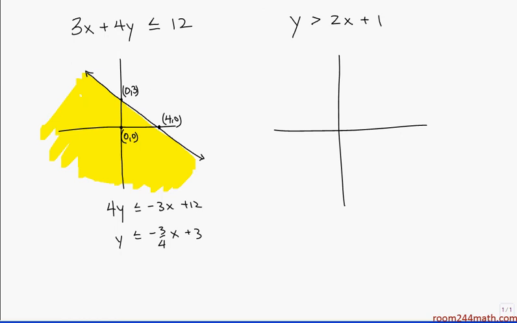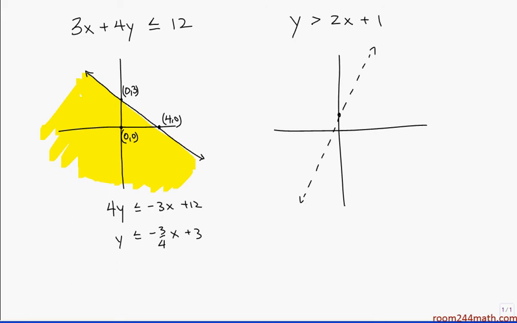Let's do the one on the right. We'll do a quick sketch of the line. It passes through the point 0, 1 because it has a y-intercept of 1, and it has a slope of 2, so it's a fairly steep slope. I drew a solid line, but it's not a greater than or equal to, it's just a greater than. So let's go back and draw a dotted line. That's our line, our boundary.